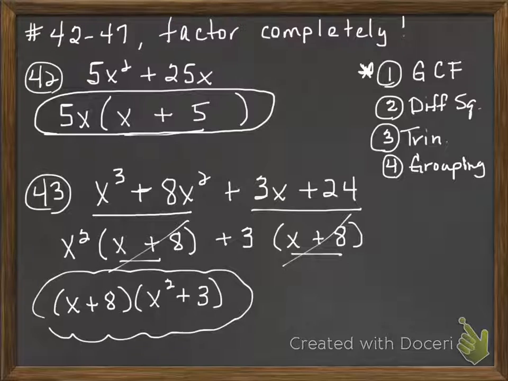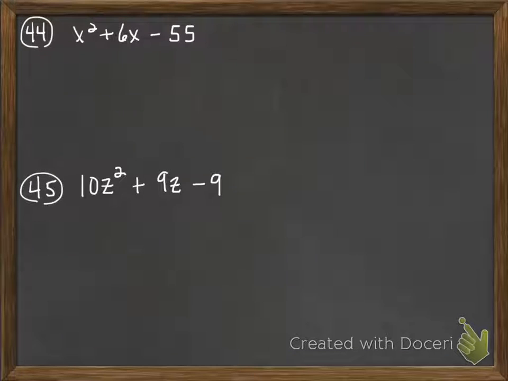Again, they're asking me to factor completely. On number 45, I have a trinomial, and we know how to factor trinomials. This is a harder trinomial because of the 10 in front of the z squared. So I know I'm going to go ahead and do my parentheses. To get 10z squared, I have a couple choices. I could do 5z and 2z, or I could do 10z and z. So I always like to try the 2 factors that are closest together. So I'm going to start with 5z and 2z.